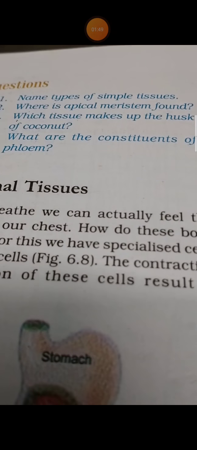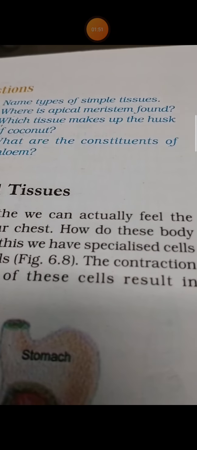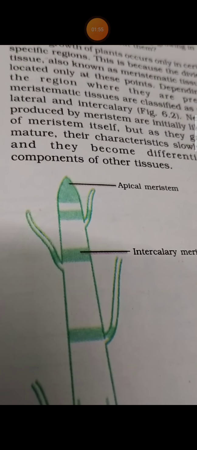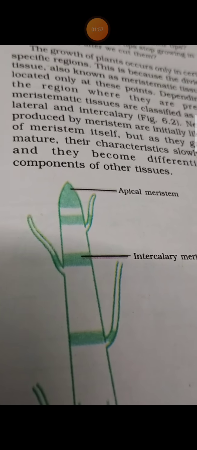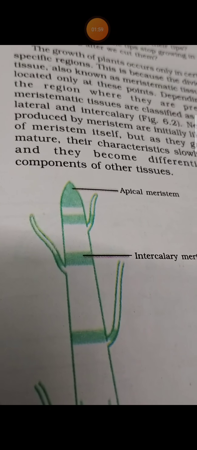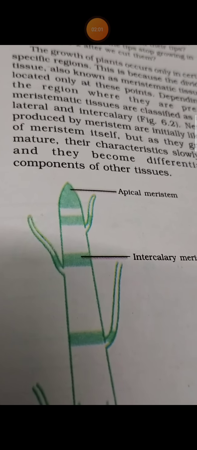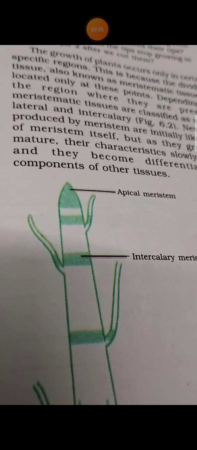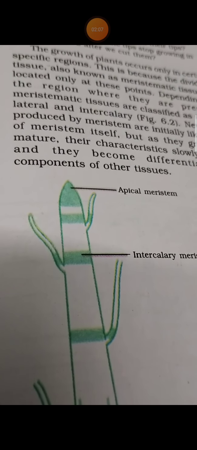Next question, where is apical meristem found? Student, in plants, apical meristems are found at the tips of the shoot and root of the plant.